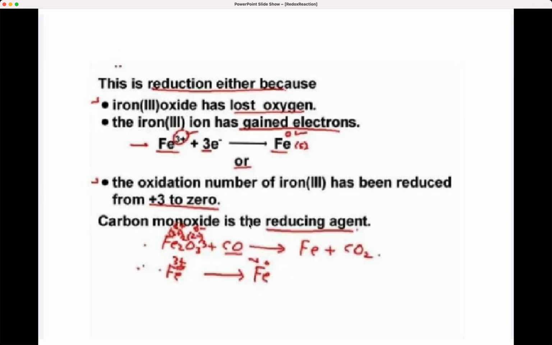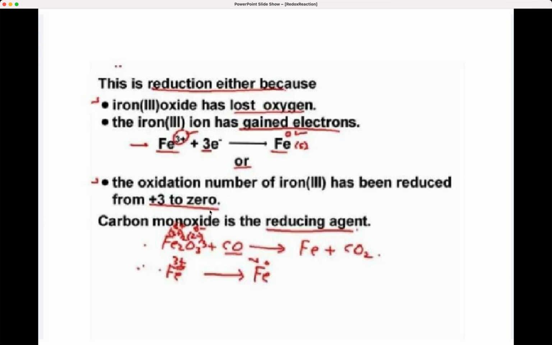Now, next point is we were talking about the reduction regarding iron, sulphate, copper and all that, and here you can see that iron oxide, when it loses oxygen, then iron gains electrons. You can see that Fe3+ becomes Fe, just iron, that is, iron oxide loses oxygen, and the oxidation number of iron is reduced from plus 3 to 0.